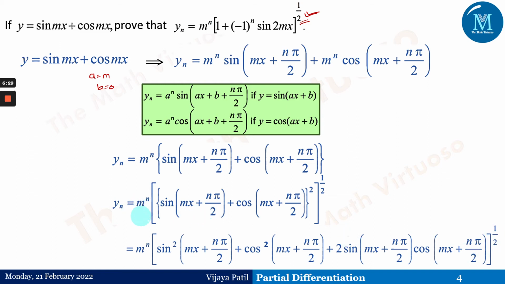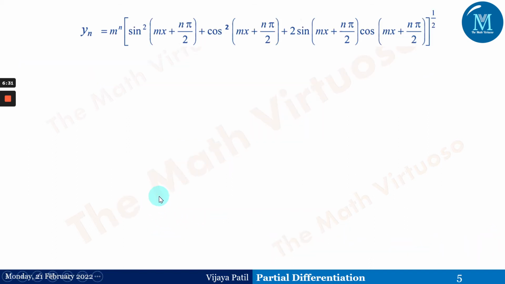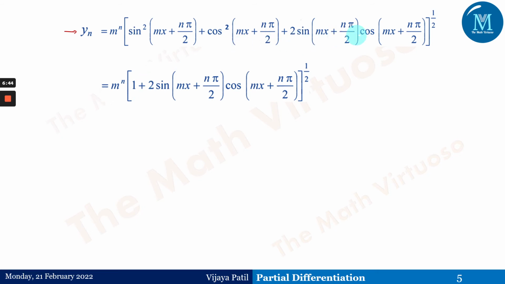This is about yn. Let us skip to the same term just to have a reference. So this is the last step we have got in the previous slide: yn is equals to this. Now if you observe, sin square theta plus cos square theta is going to give you 1, and 2 times sin theta into cos theta is nothing but sine of 2 times theta, that is mx plus n pi by 2. So this is what we have got in this particular step.